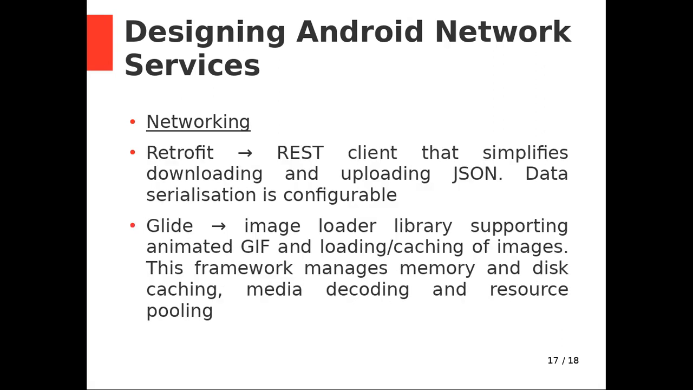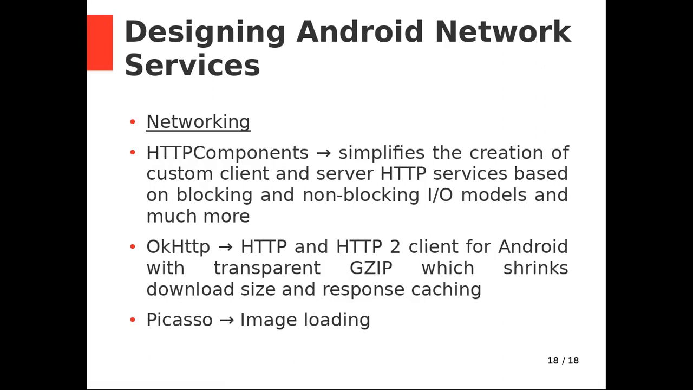Retrofit. REST client that simplifies downloading and uploading JSON. Data serialization is configurable. Glide. Image loader library supporting animated GIF and loading caching of images. This framework manages memory and disk caching, media decoding, and resource pooling. HTTP components simplifies the creation of custom client and server HTTP services based on blocking and non-blocking I/O models, and much more. OkHTTP. HTTP 1 and 2 client for Android with transparent gzip, which shrinks download size and also comes with response caching. Picasso, image loading library.